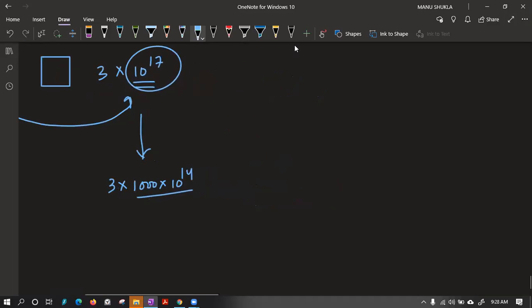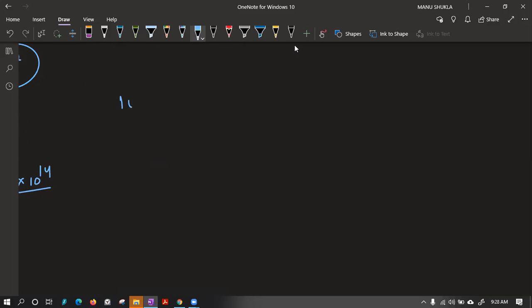Okay, not understood. Let me tell you. What I am doing is 10 power 17 and we have 10 power 14 in the other thing. So I am trying to make the powers same. For that, I am decreasing this power. How will I decrease? I can write 10 power 17 as 10 power 16 into 10. Class, any issue? Can we write like this? Because they are the same things only. Please tell.